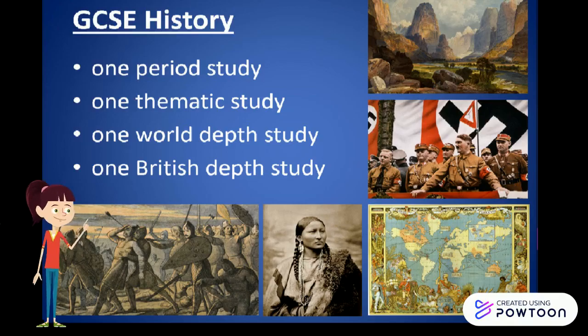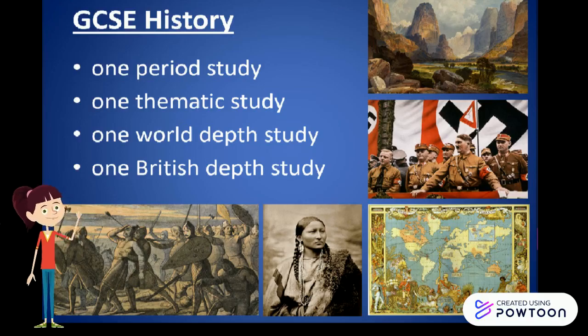So for your period study, you will learn about the expansion and consolidation of America from 1840 to 1895. Your thematic study will be Britain, migration, empires, and the people. Your world depth study is of the interwar years, so 1918 to 39. And finally, your British depth study will be Norman England.